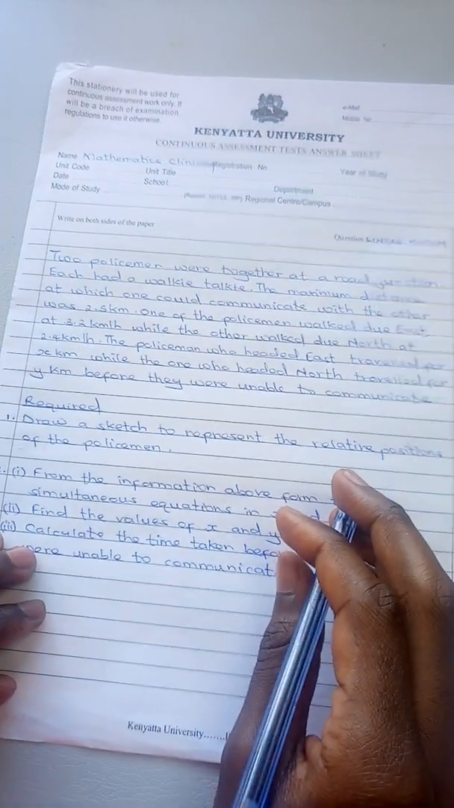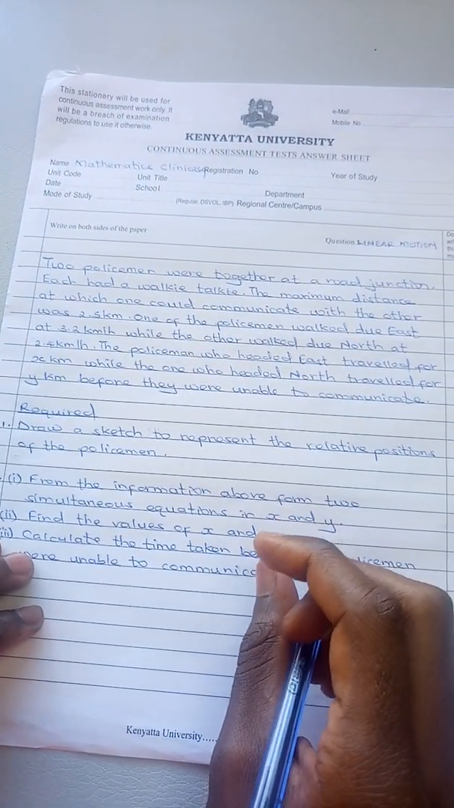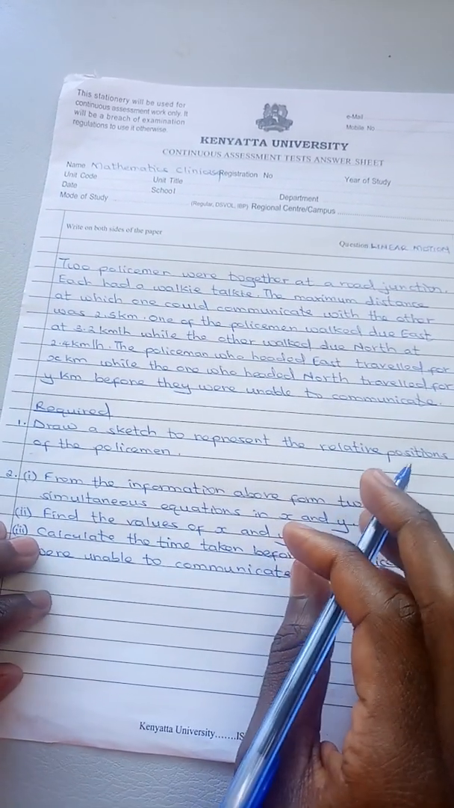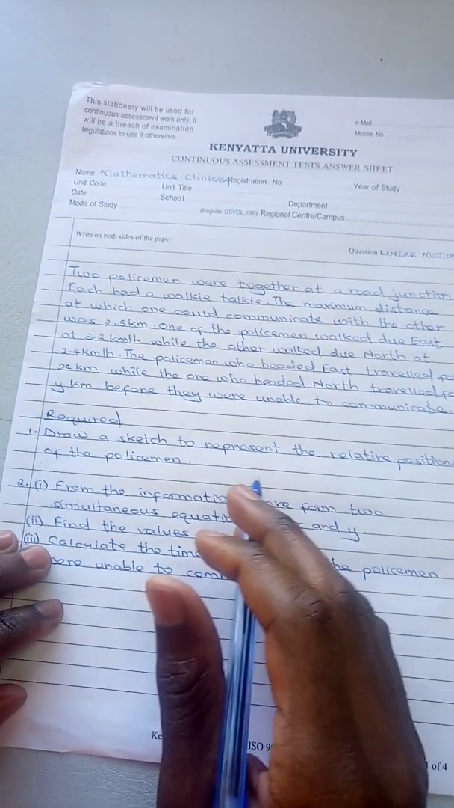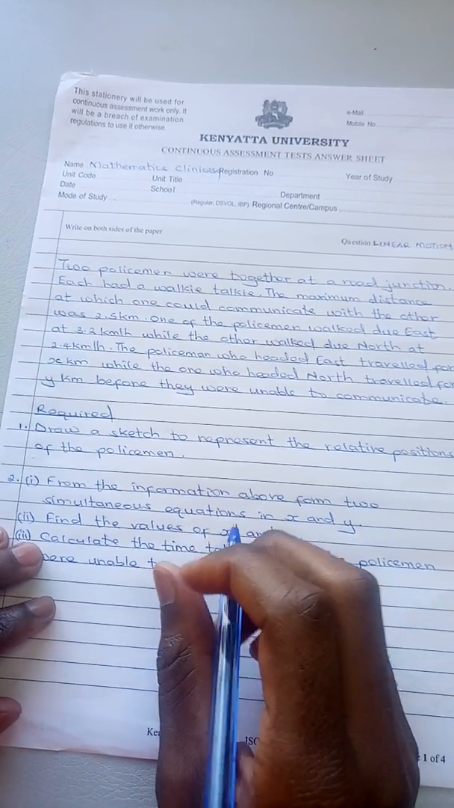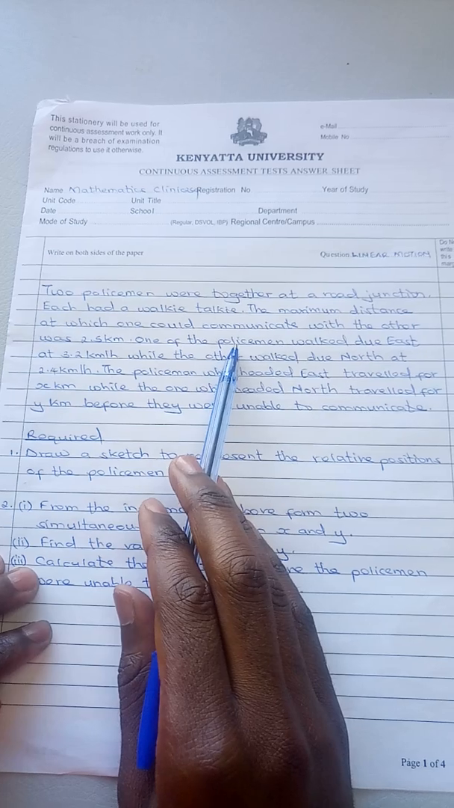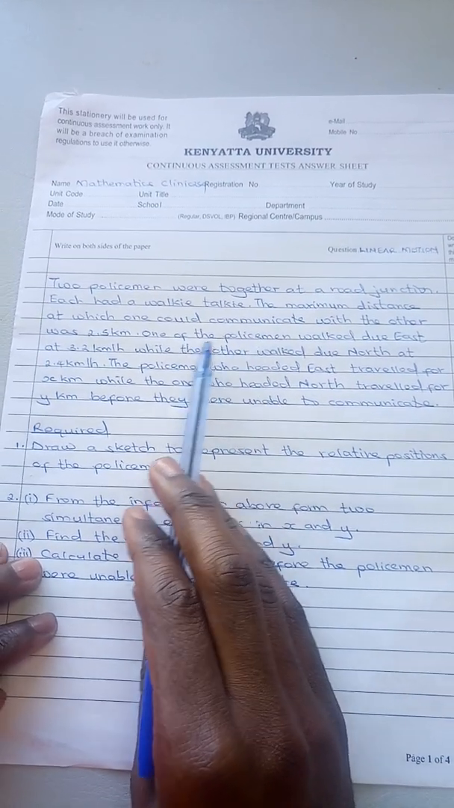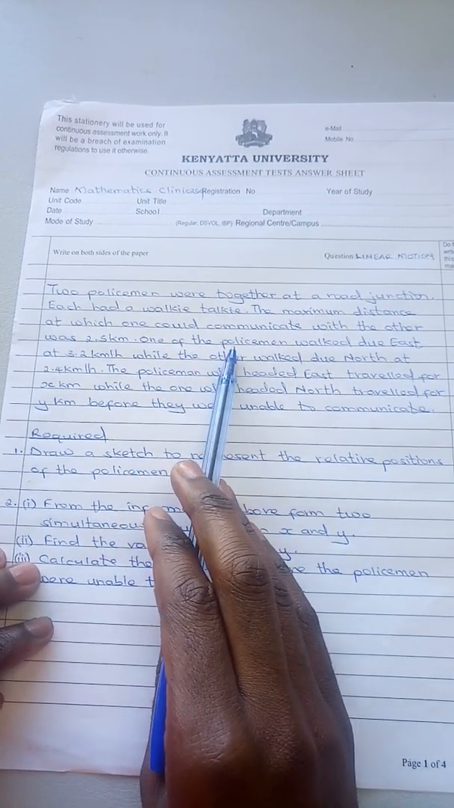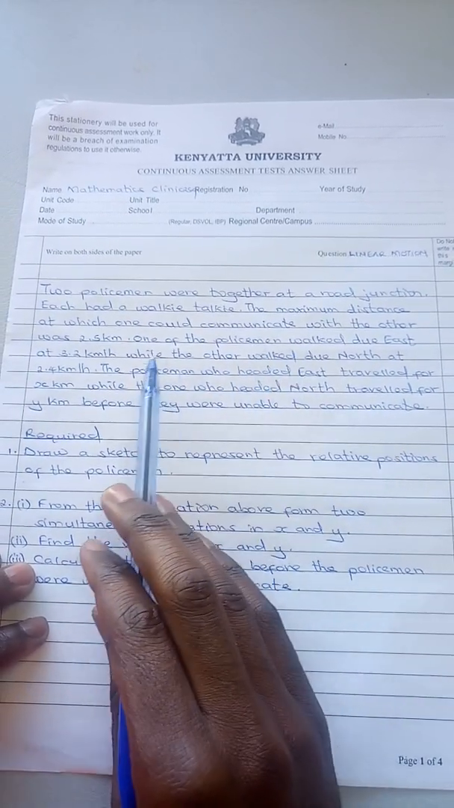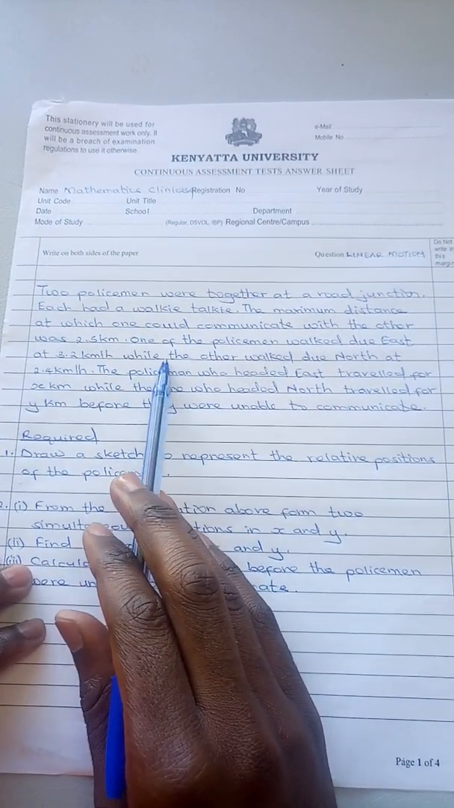We're going to handle linear motion, and we have a sample question here. The question reads: two policemen were together at a road junction. Each had a walkie-talkie. The maximum distance at which one could communicate with the other was 2.5 kilometers.